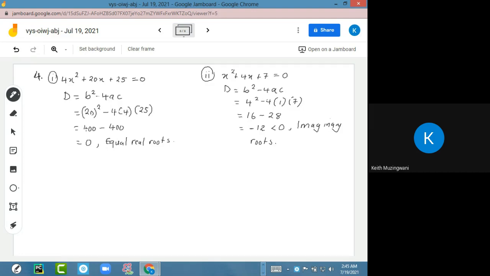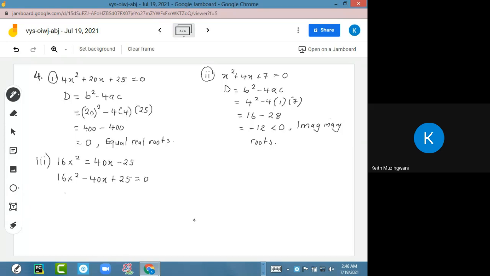Okay, so the time you get greater than 0, then you have distinct roots. So we go to question 5 now. I've left 3 and 4 for you, but 3 looks like it's not arranged. So 3 is 16x squared is equal to 40x minus 25. So first we arrange it.